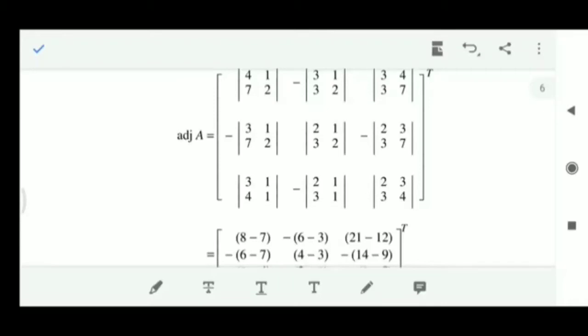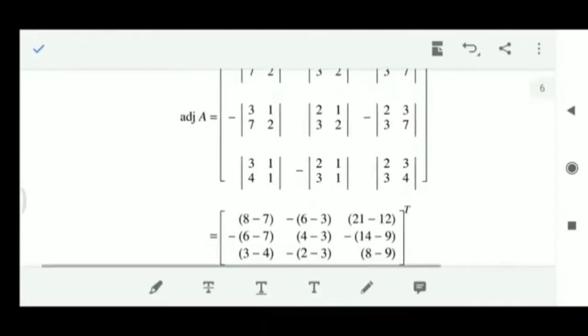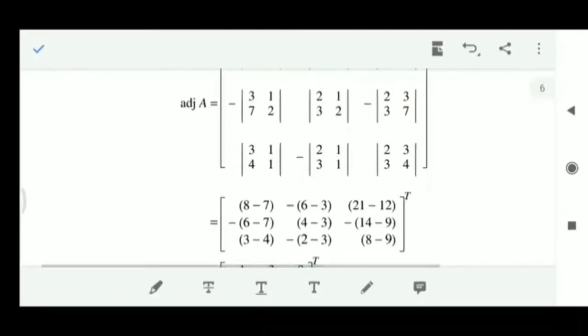If we simplify this you will get 8 minus 7, then 4 2s are 8, 8 into 8 minus 7 into 1 gives 7, then negative of 6 minus 3, 3 2s are 6, 3 into 1 is 3, then the third one, 3 7s are 21 minus 12. So like that if you expand this you will get all the 9 elements.